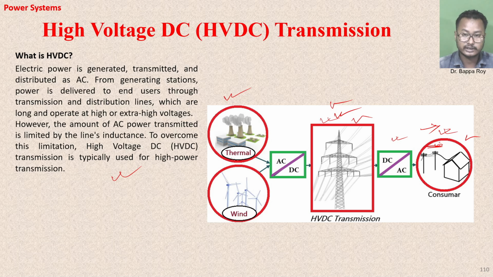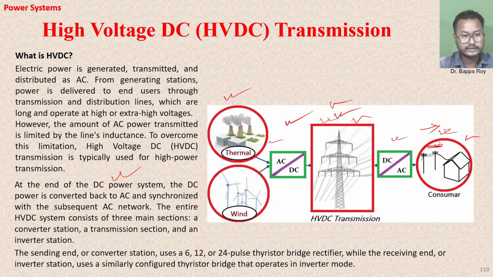High voltage, because we are stepping up, by using a transformer also, which I have not shown here in this figure. At the end of the DC power system, the DC power is converted back to AC. Here, as we were saying, at the end we convert it again to AC.